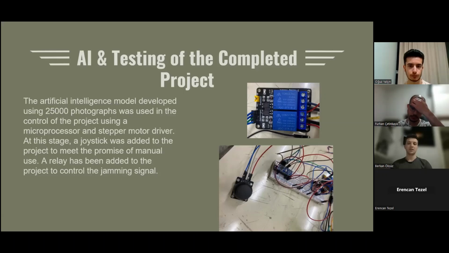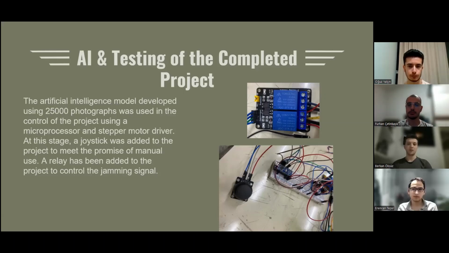At this stage, a joystick was added to the project. A relay has been added to the project to control the jamming signal. Let's watch the video of our test.